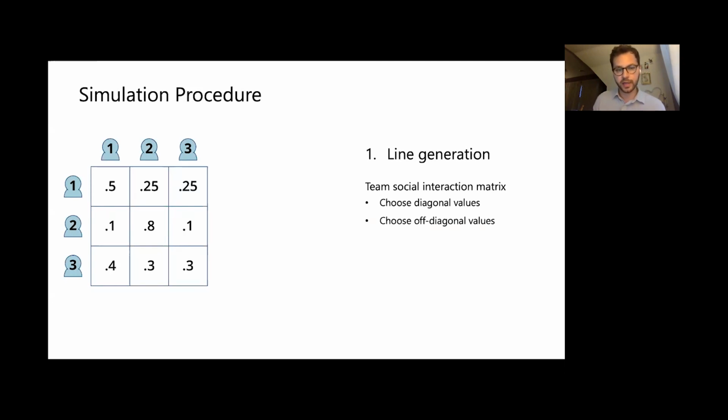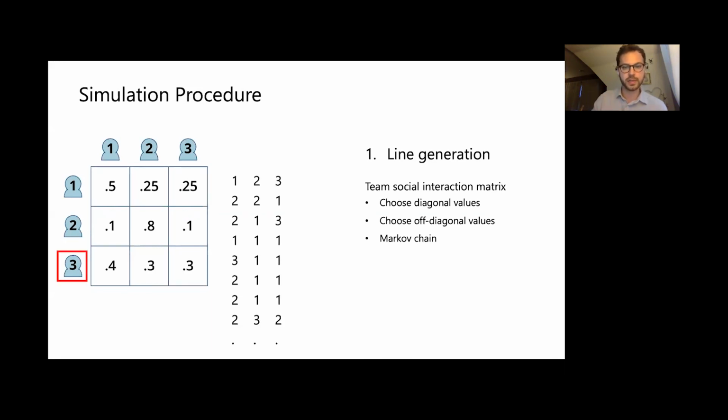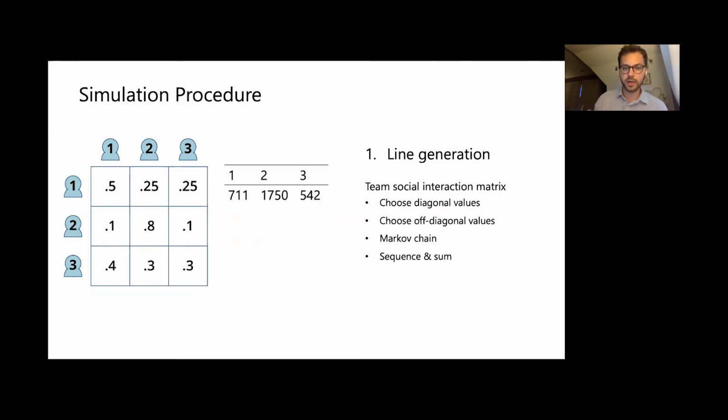Then we choose the off-diagonal values so that the rows sum to 1, right? You may have caught on that this is basically just a state transition diagram or a lag-1 Markov chain. And since it's that, we can actually run that and generate the sequence of lines for our simulated data. So say we want to do 3,000 lines, we can start with the first person, run the Markov chain 1,000 times and get an order of those lines. Start with the second person now, run it 1,000 times. Start with the third person, 1,000 times. And now we have the order that we want our data to be in, and we also have a record of how many lines are associated with each individual on the simulated team.